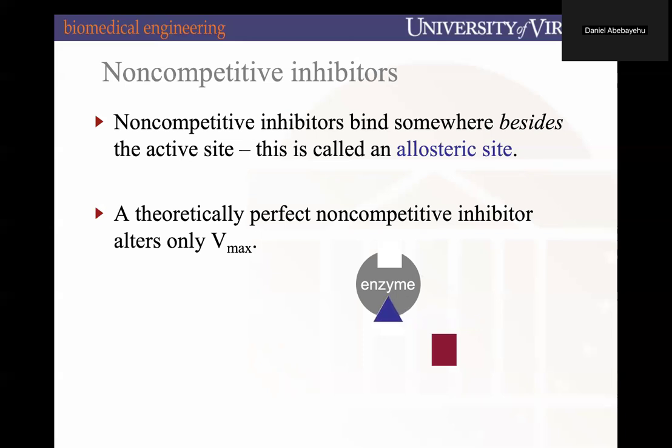So we have our substrates that still interact with the active site. It doesn't have to compete with a non-competitive inhibitor for the active site. Instead, what ends up happening is that we have our substrate, and it produces a product. Meanwhile, we have our non-competitive inhibitor that binds to the allosteric site, some other region on the enzyme.